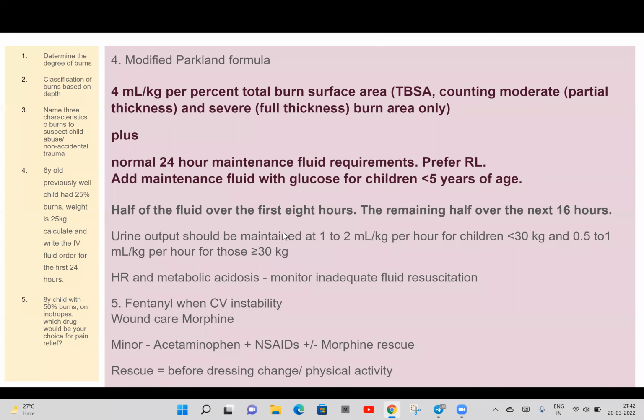And younger children always need extra. Sometimes they will need more than this calculated fluid.